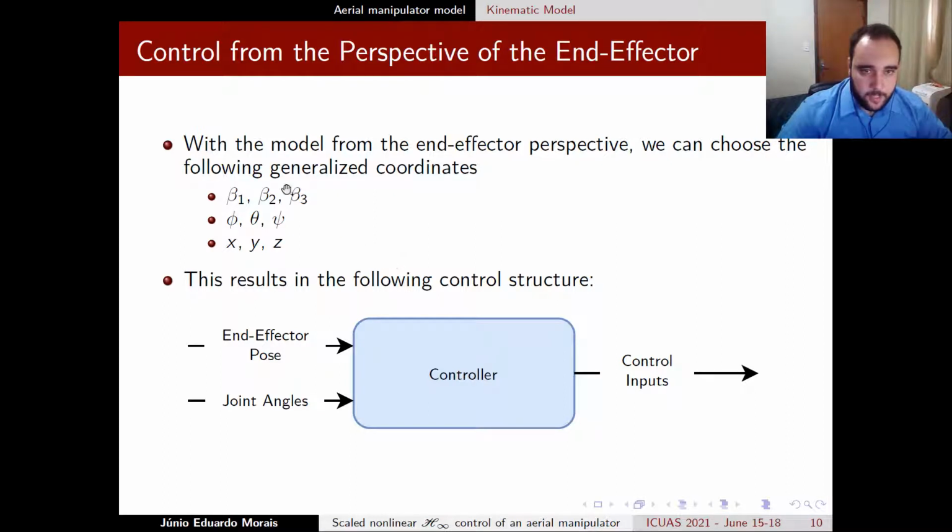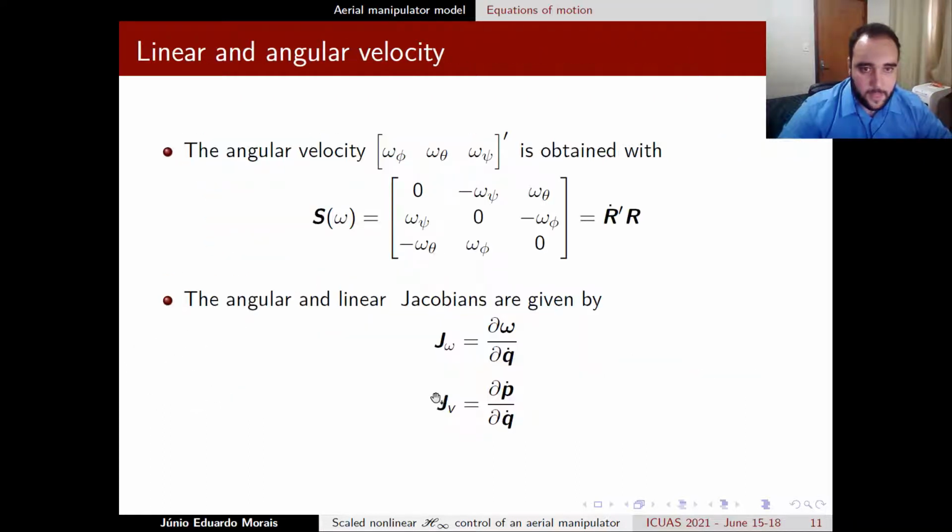And using this model, we have a very similar choice of generalized coordinates, with the exception that now we directly have the pose of the end effector as the generalized coordinates of the system. And this allows us to directly project a single layer controller without any outer layer to compute this reference here. And by doing this, we can then proceed to the dynamical model of the system.